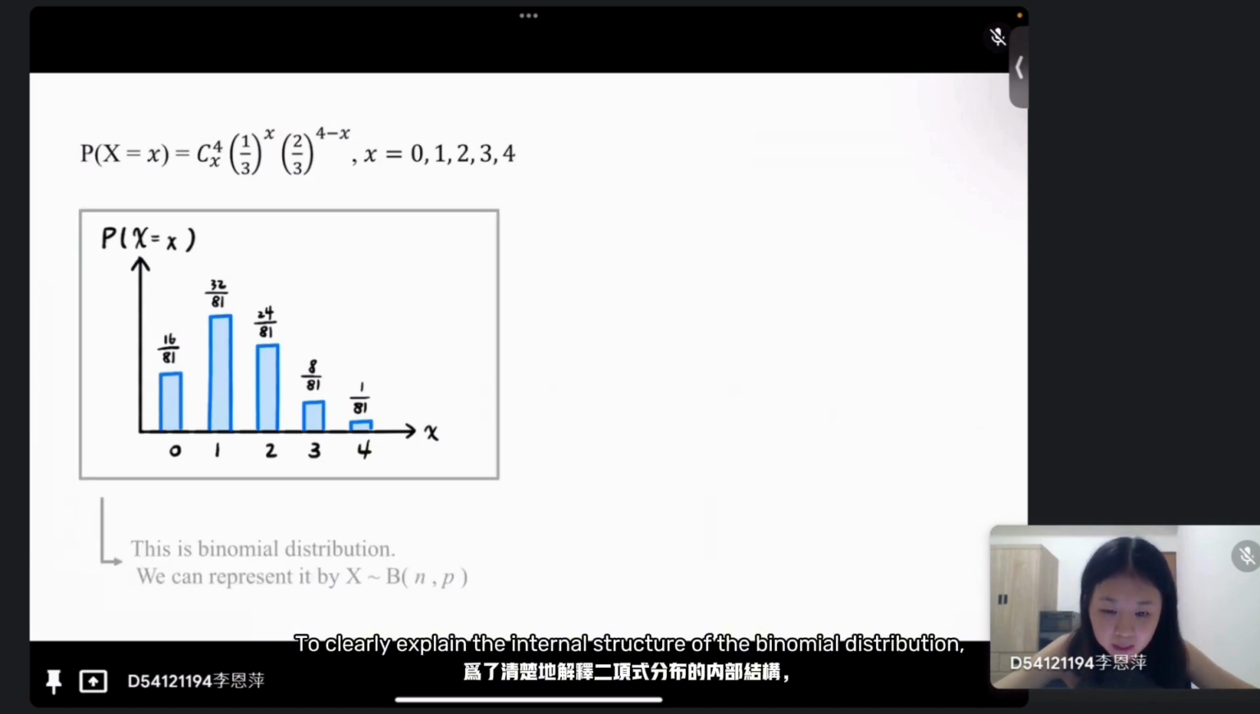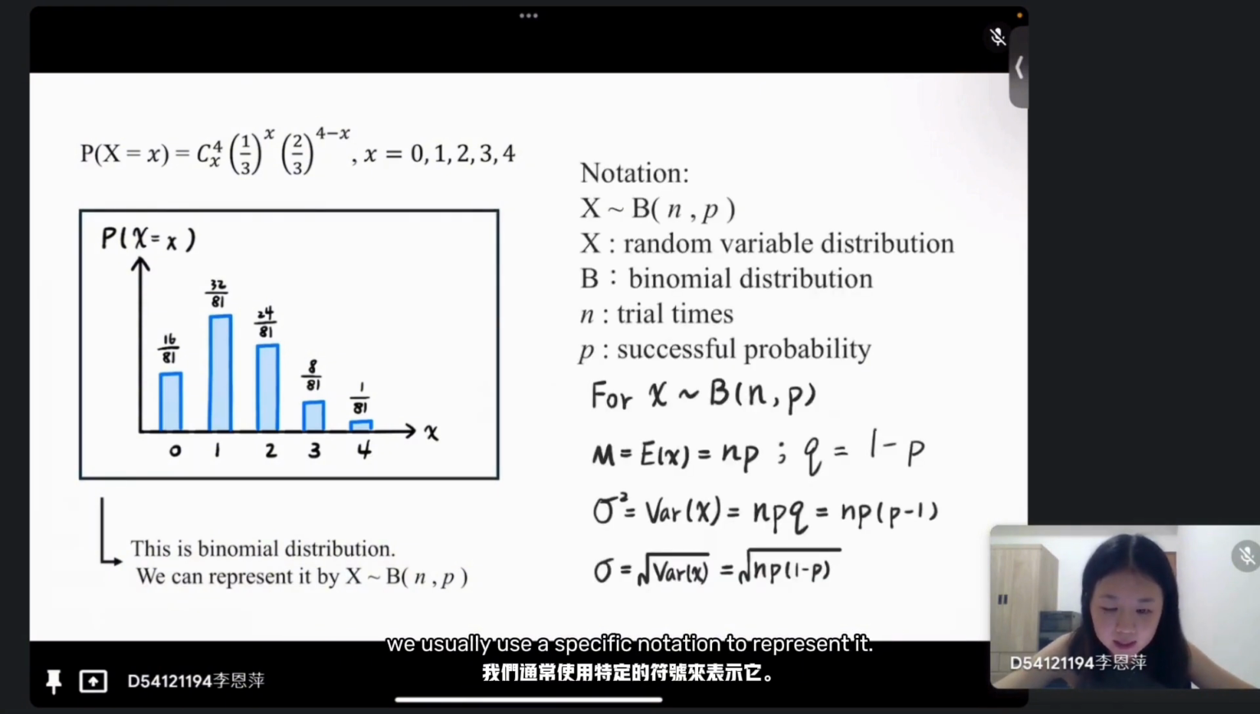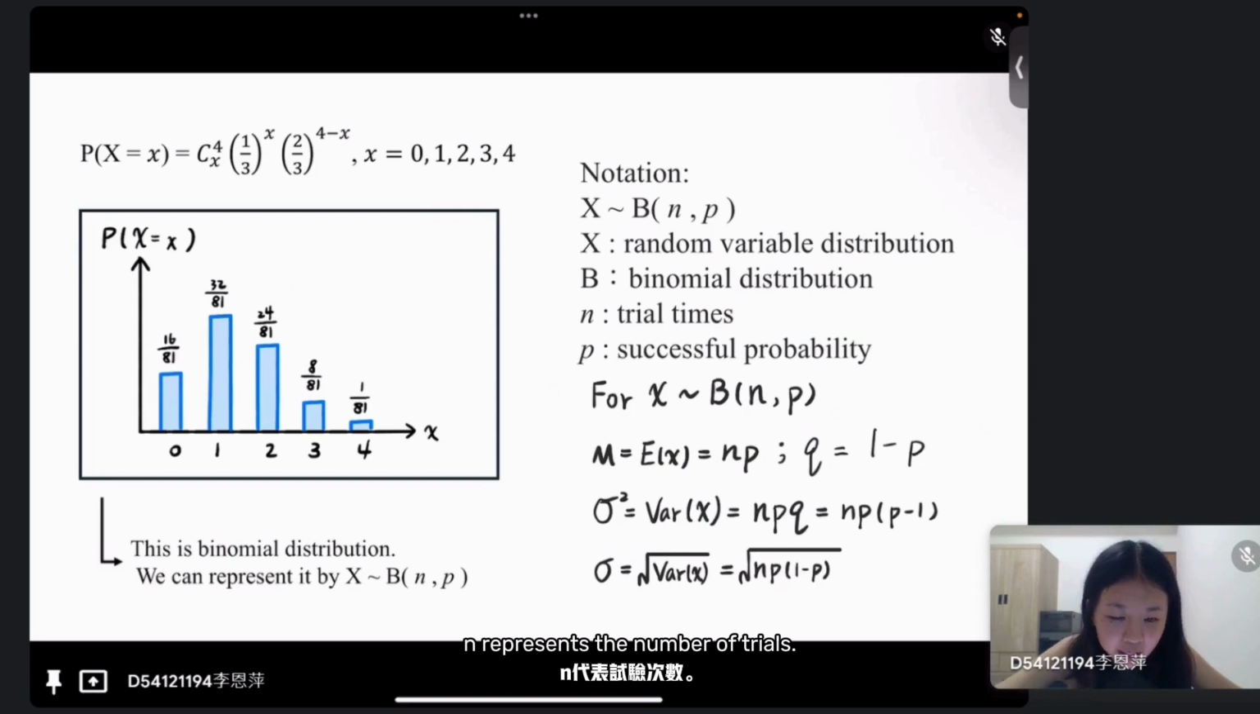To clearly explain the internal structure of the binomial distribution, we usually use a specific notation to represent it. Now, I will briefly explain the meaning of this notation. First, x represents our random variable, which is the number of successes mentioned in the problem. B denotes the binomial distribution. N represents the number of trials. P is the probability of a specific outcome, such as the probability of success in our example.